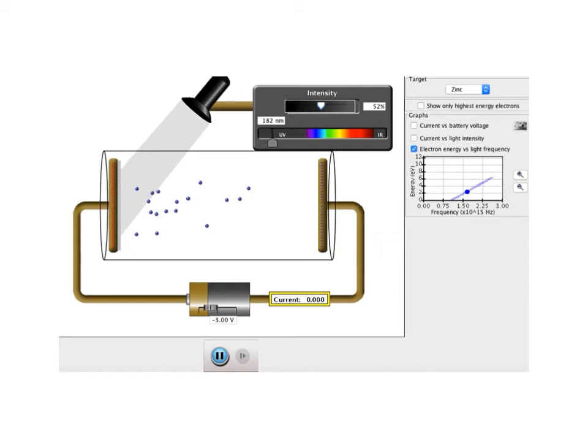And so for zinc, there was a very specific frequency and wavelength at which electrons started to leave the surface. And this frequency is referred to as the threshold frequency, and the associated wavelength is the threshold wavelength. And we'll be using these extensively in calculations in the next video that follows this particular video.